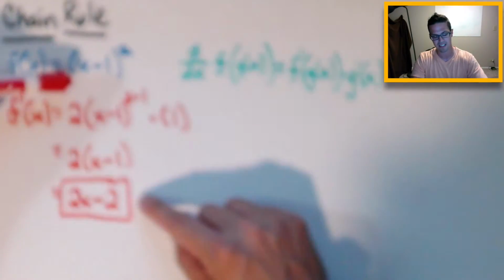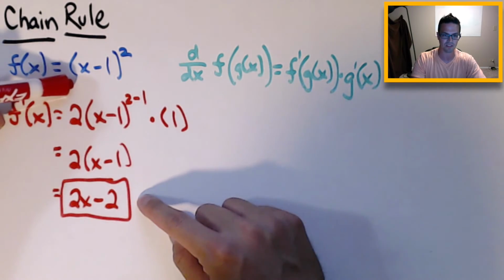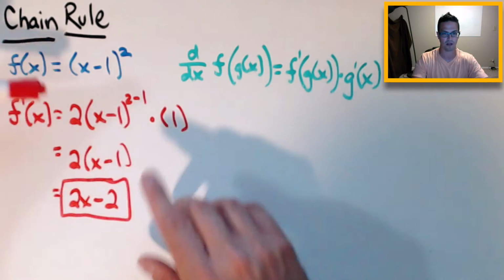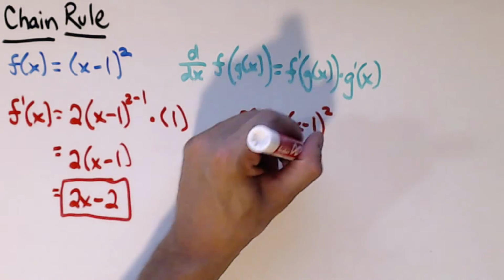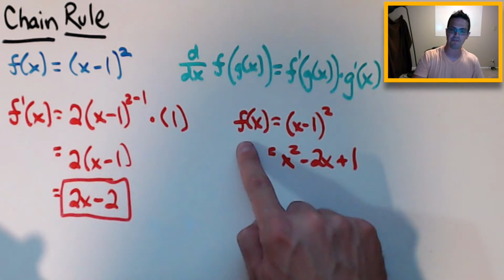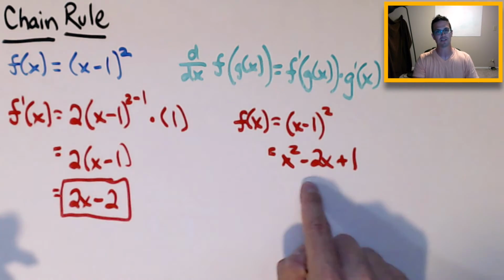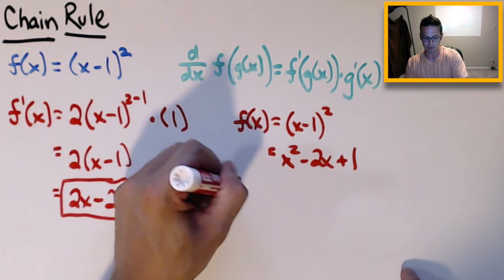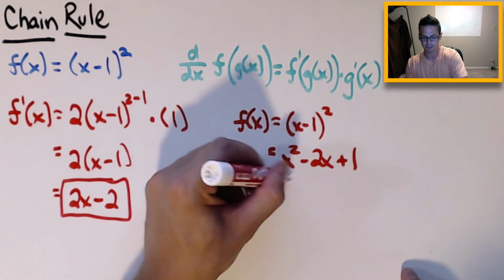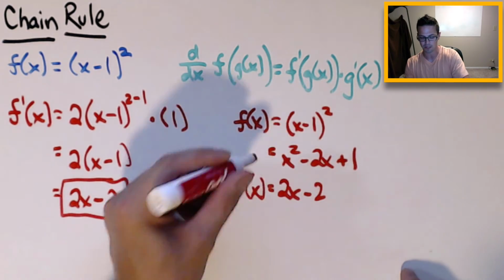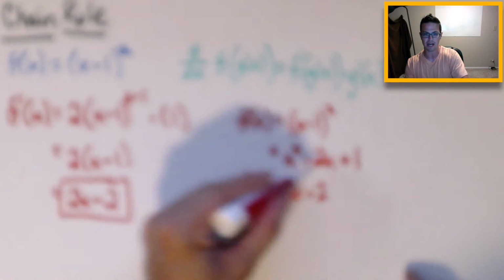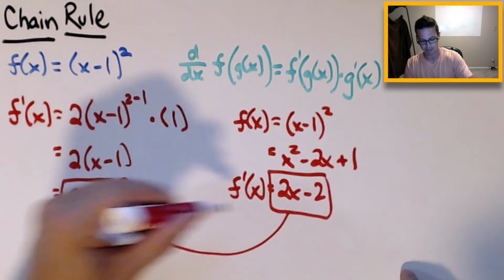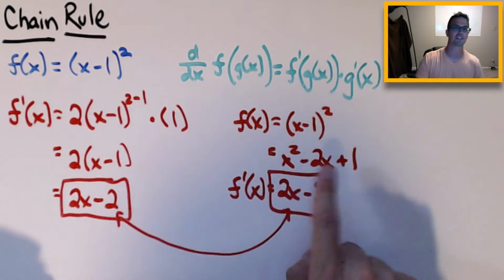So what I'm going to do is expand this x minus 1 quantity squared, and then I'm going to use power rule and see if I still get that 2x minus 2. So here we go. Okay, so if I expand out this f of x right here, I get x squared minus 2x plus 1. Okay, so now the derivative of this using power rule would be 2x minus 2, based on the power rule of this x squared and this negative 2x right here. If you can see, chain rule matches what you would get if you actually expanded all this out.